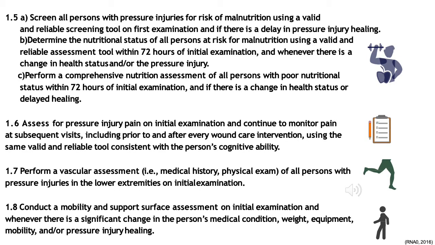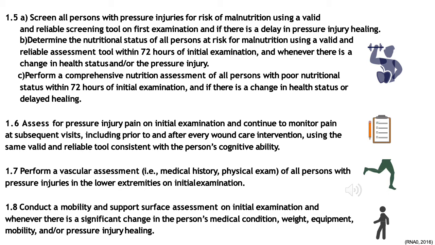1.5. Screen all persons with pressure injuries for risk of malnutrition using a valid and reliable screening tool on first examination and if there is a delay in pressure injury healing. Determine the nutritional status of all persons at risk for malnutrition using a valid and reliable assessment tool within 72 hours of initial examination and whenever there is a change in health status or pressure injury. Perform a comprehensive nutrition assessment of all persons with poor nutritional status within 72 hours of initial examination and if there is a change in health status or delayed healing.